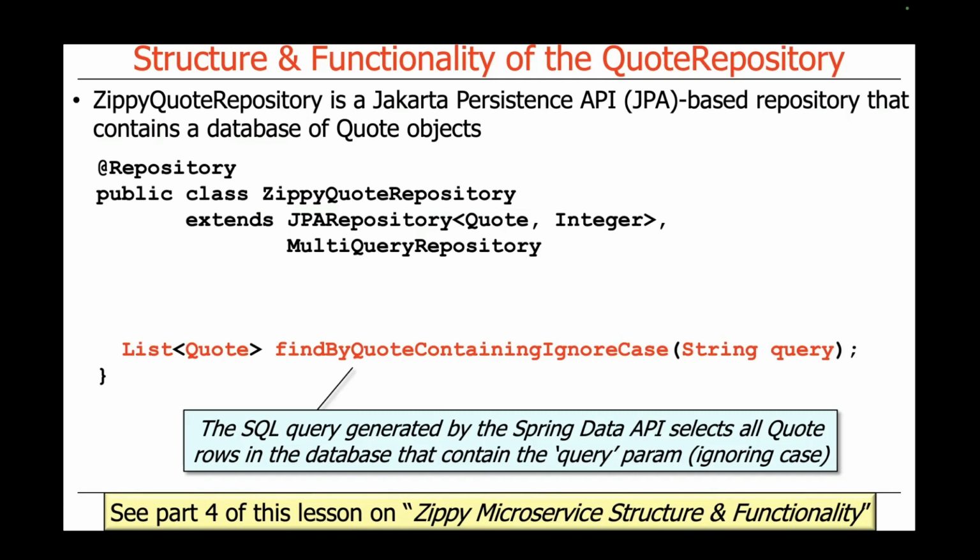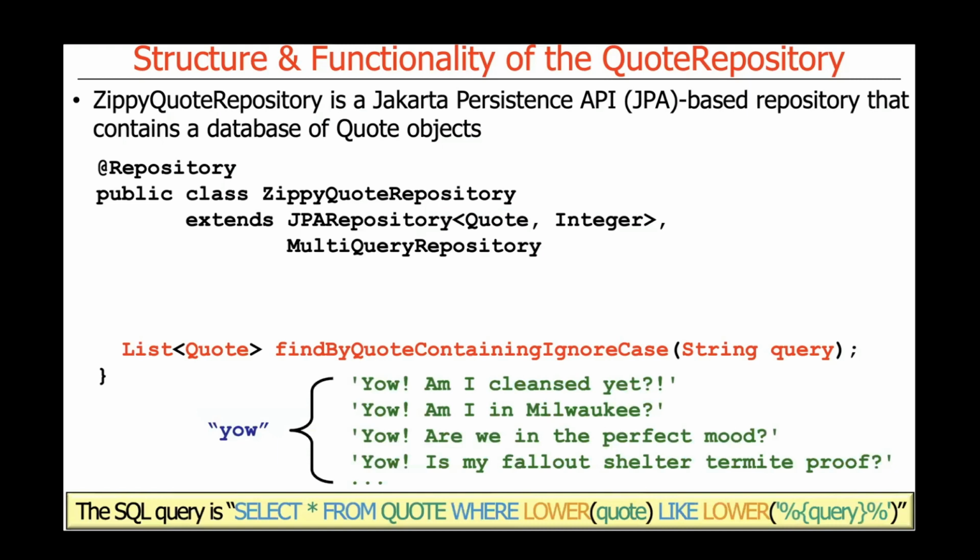So find means search or do select. ByQuote is the particular column we're referring to in the quotes or the Quote entity. And then Containing says look for something that matches, ignoring the case in a case insensitive way. And that's actually in part 3 of the lesson we're going to take a look at here shortly. And we're going to show, in part 4 of this lesson, how to use this method that's automatically generated by Spring.